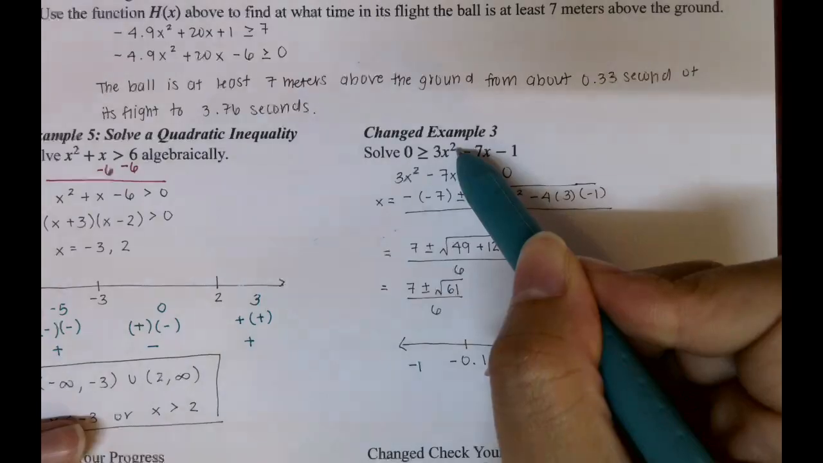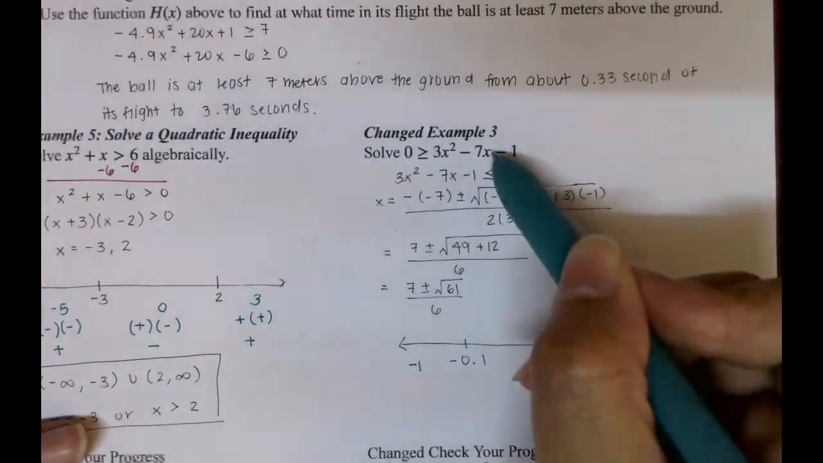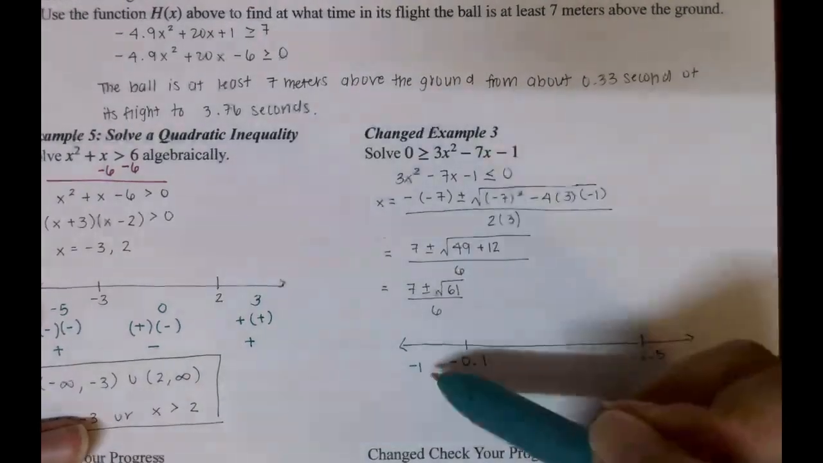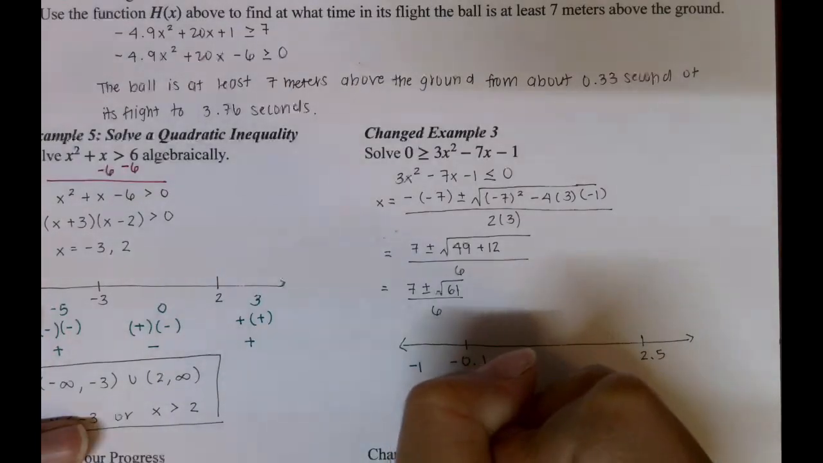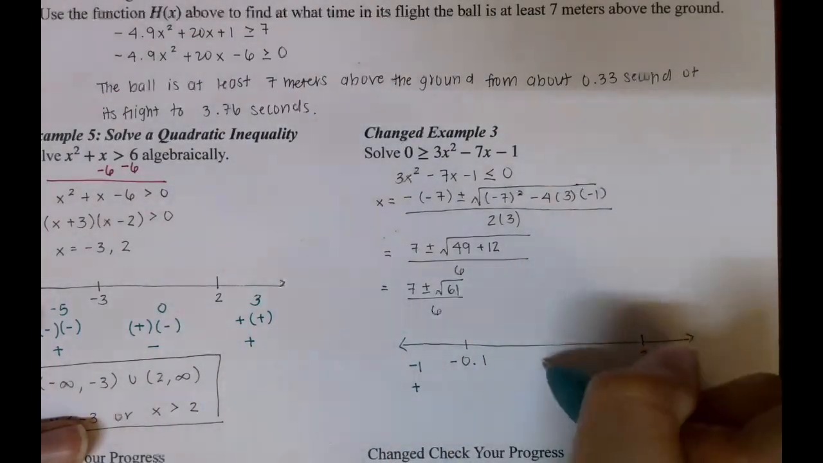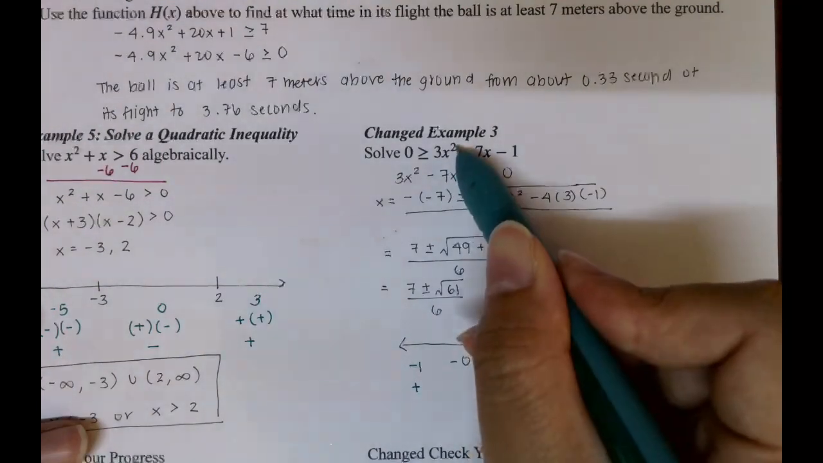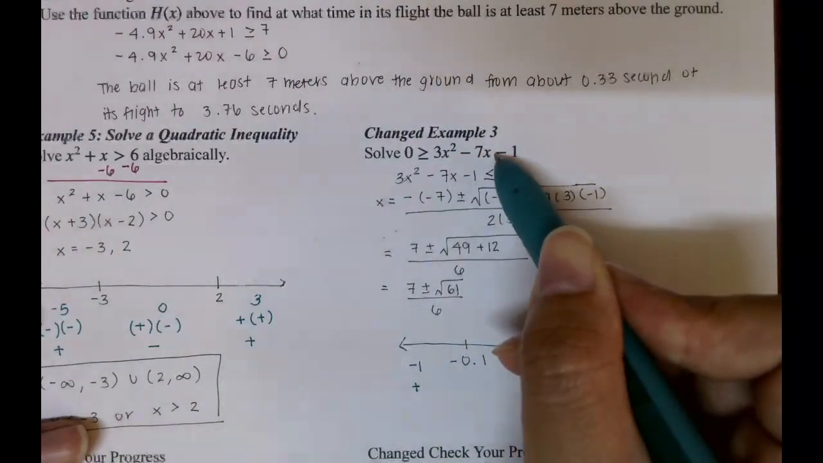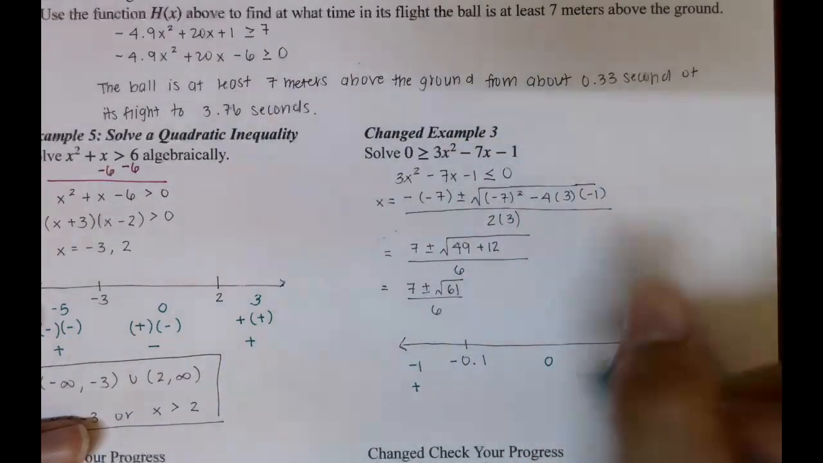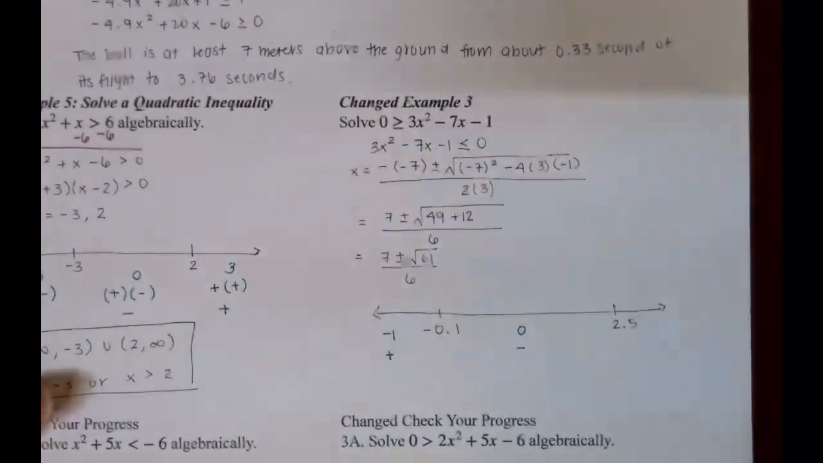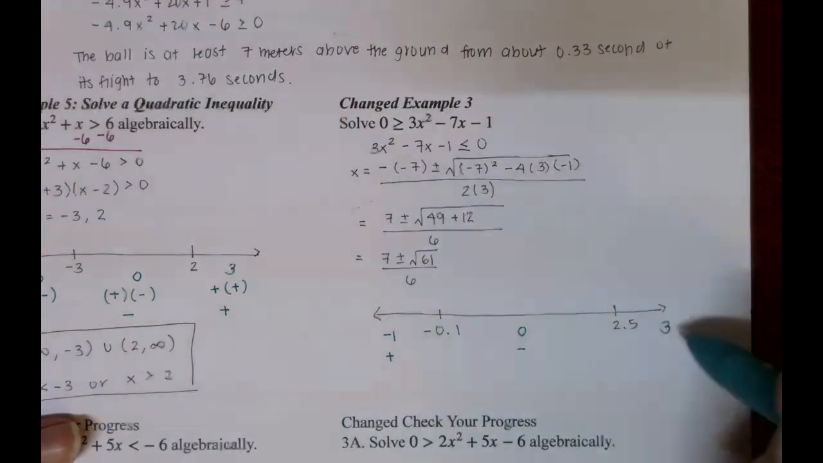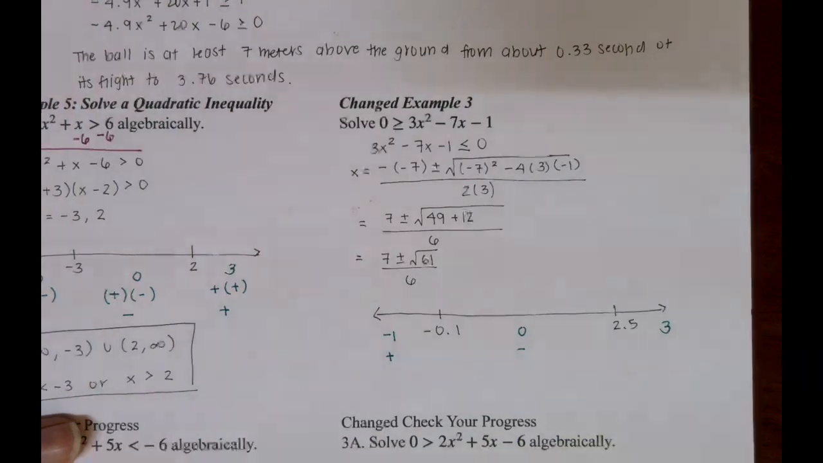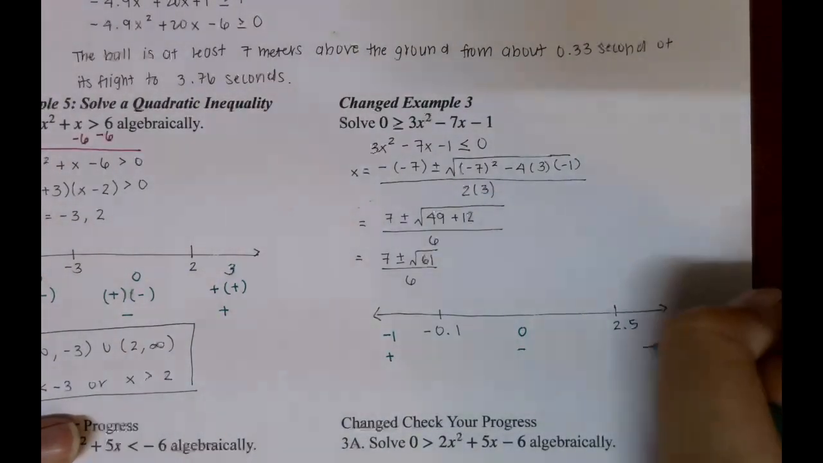Negative 1 squared is 1 times 3 is 3, and then negative 7 times negative 1 is a positive 7, so 3 plus 7 minus 1. This gives me a positive 9. Then I'm going to test 0. So 0 squared is 0, times 3 is 0. Negative 7 times 0 is also 0, so 0 minus 0 is still 0, minus 1. This gives me a negative. And then I'm going to test 3 here. So 3 squared is 9, times 3 is 27. Negative 7 times 3 is negative 21. And then minus 1. This gives me a positive.